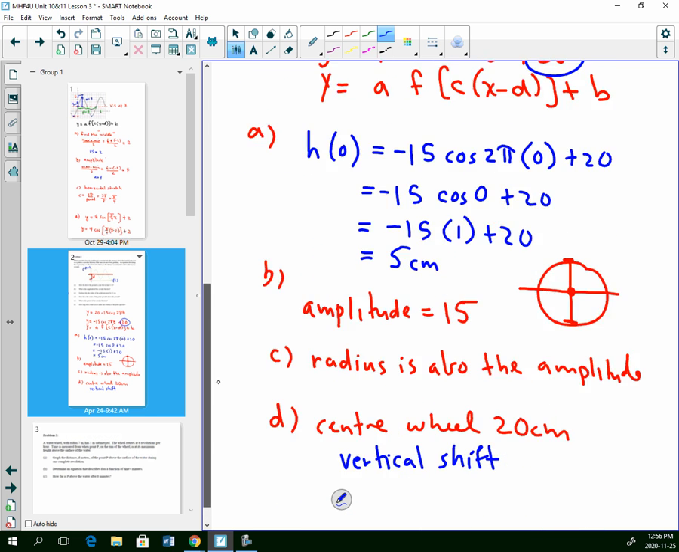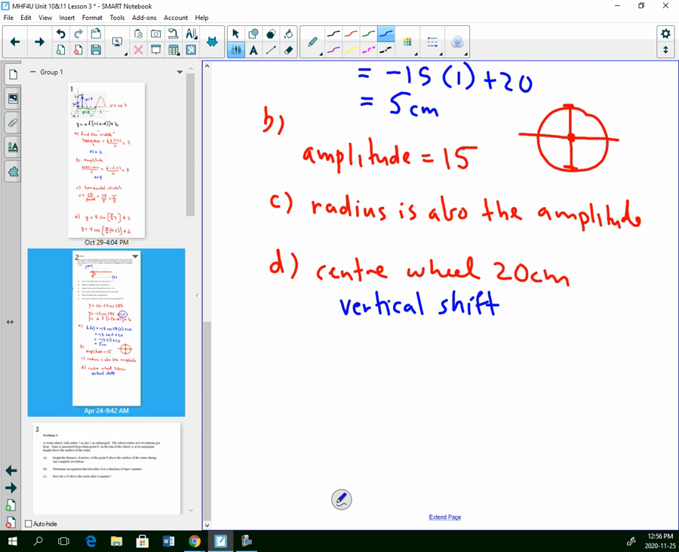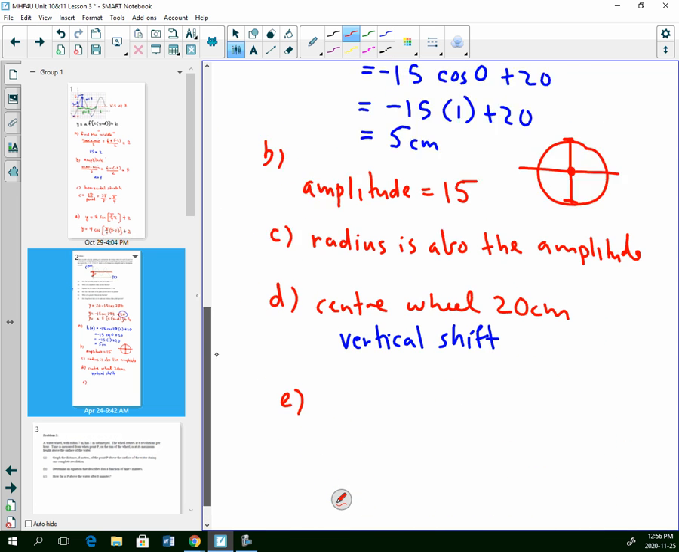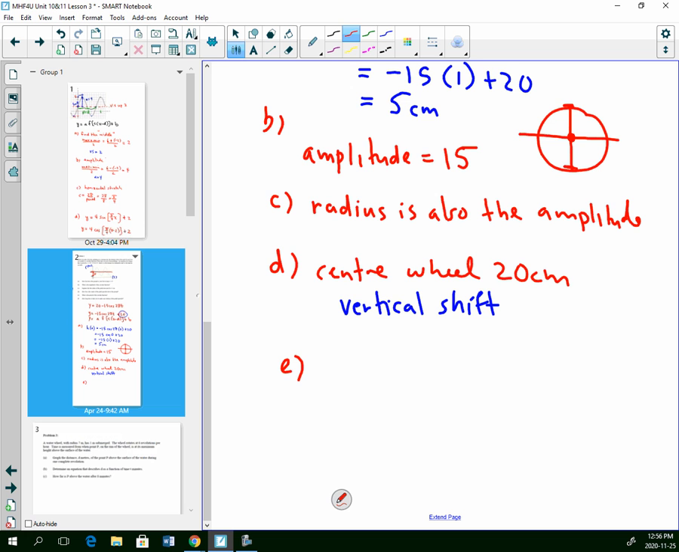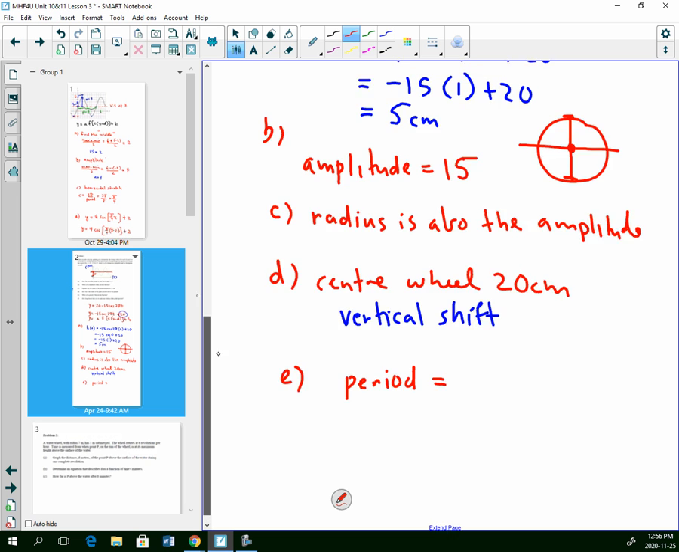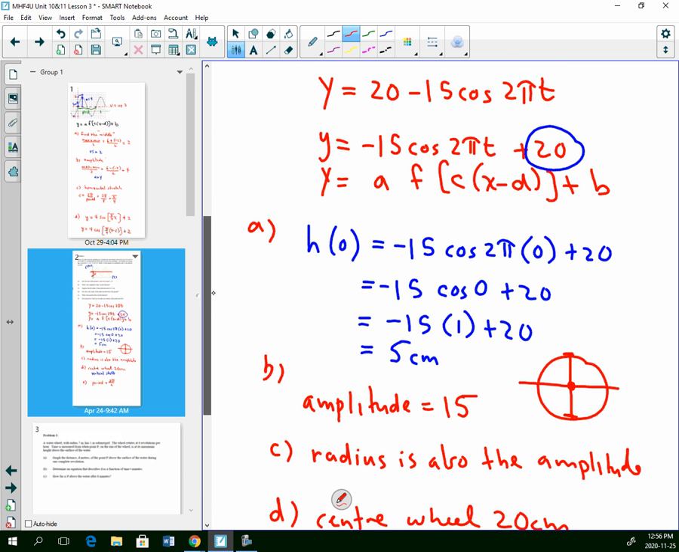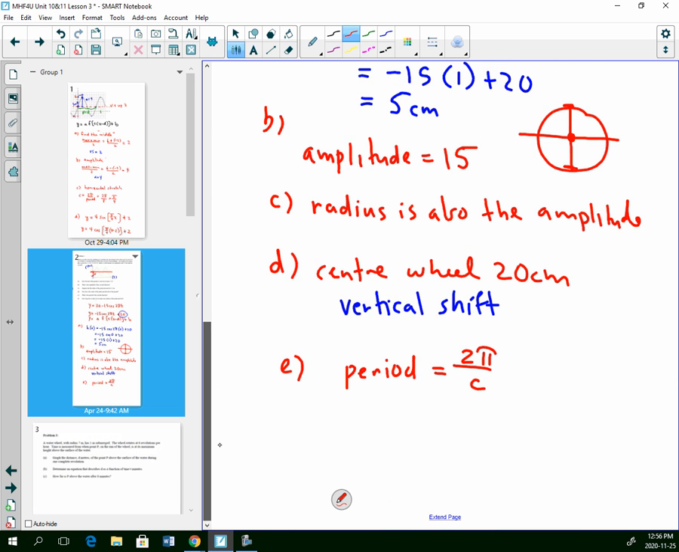And then E, what is the period? Well, I'm going to use the equation for this one because it doesn't have any scales on my graph. There's no numbers on the x-axis, so I'm just going to use the equation. So the period is 2 pi divided by c, right? 2 pi is the normal period. And then I'll divide by the c value in the equation. Well, the c value is 2 pi. So that equals 1. So that means it takes 1 second to pedal around once.